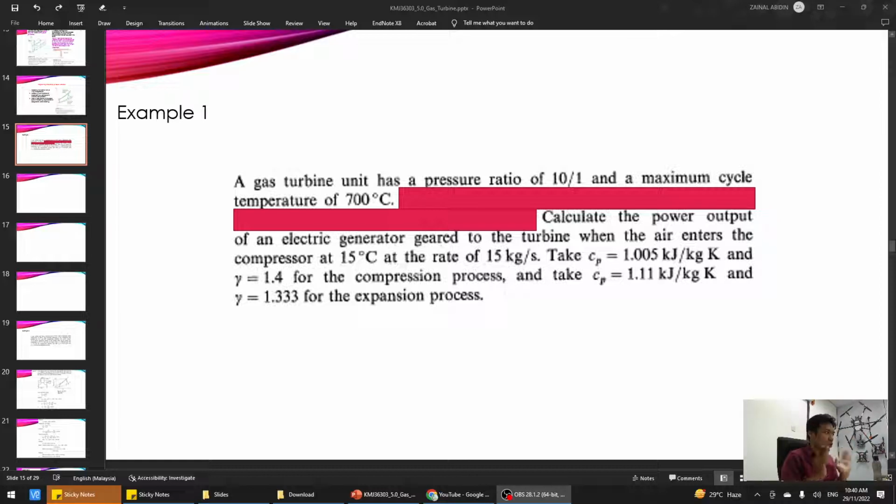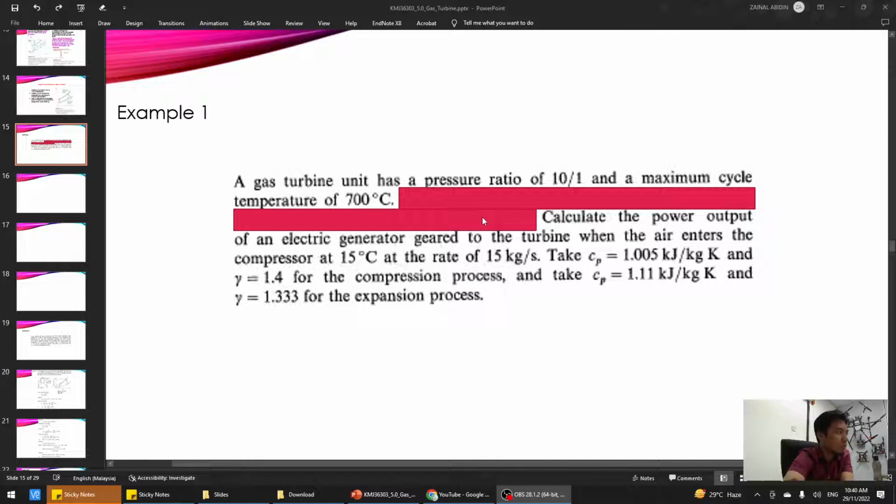Without further ado, let's go with example number 1. Still remember this example? A gas turbine unit has a pressure ratio of 10 to 1 and a maximum cycle temperature of 700 degrees Celsius. I deleted this part because I want you to go from basic to advanced questions.